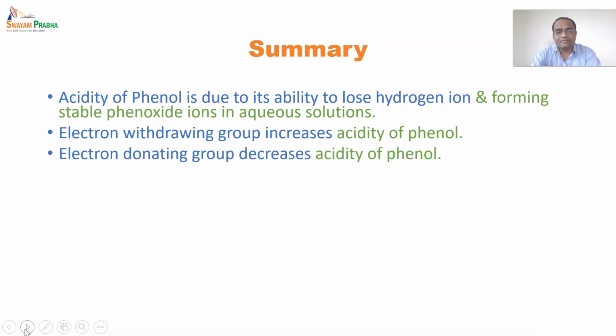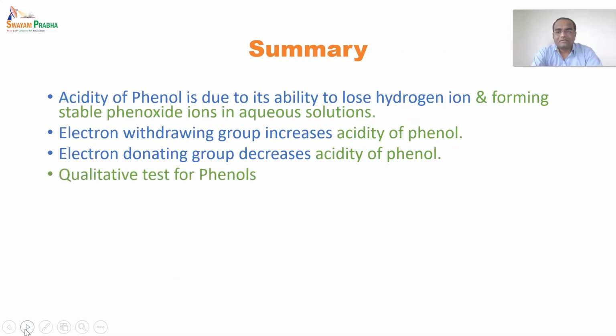And the second effect we have seen is the electron donating group. An electron donating group decreases the acidity of phenol, and it is due to the fact that the negative charge on the phenoxy oxygen increases, because the electron donating group will not resonate the structure or delocalize the electrons on the phenoxy oxygen.